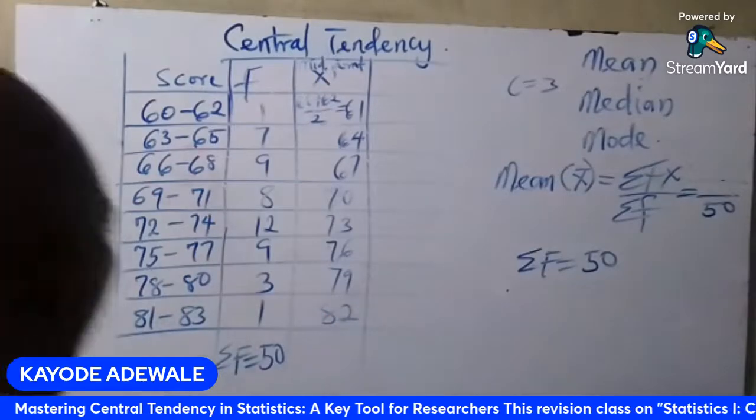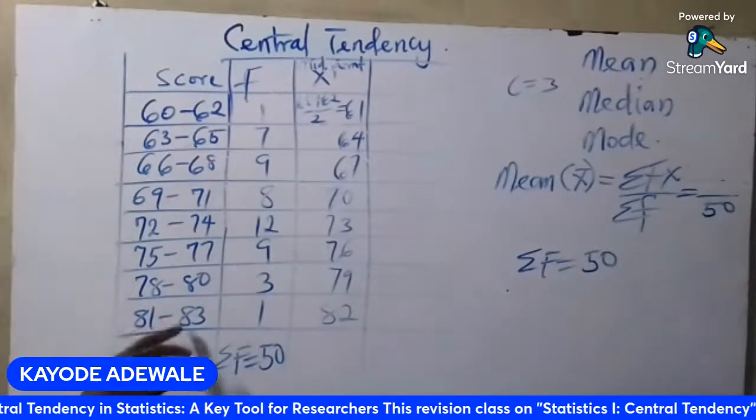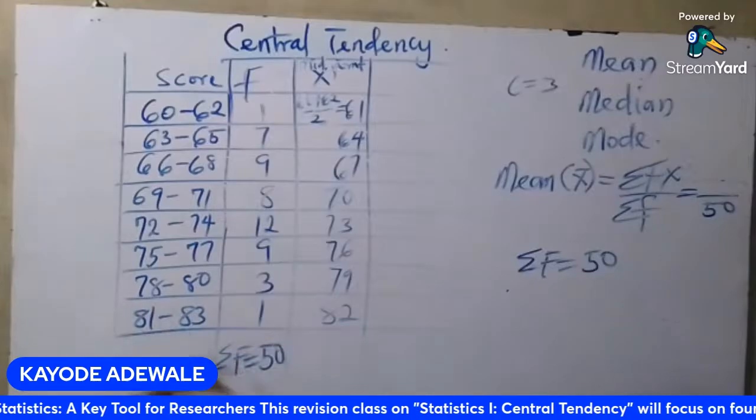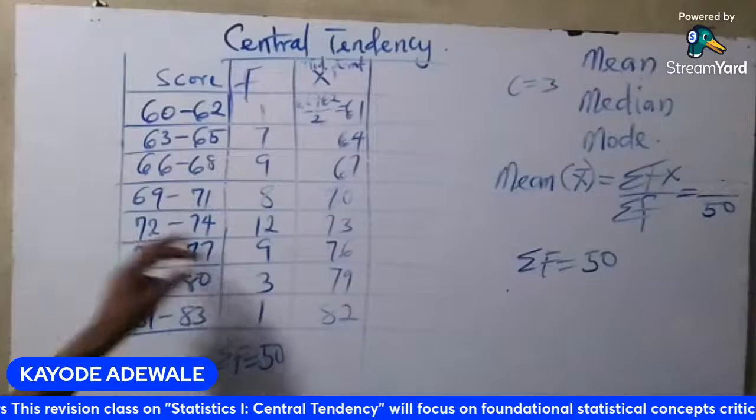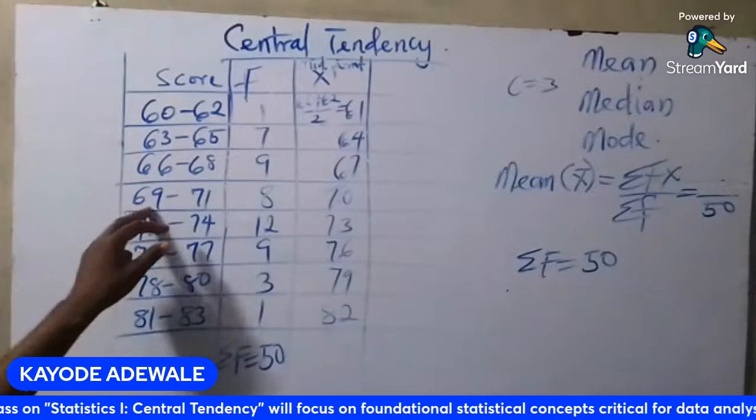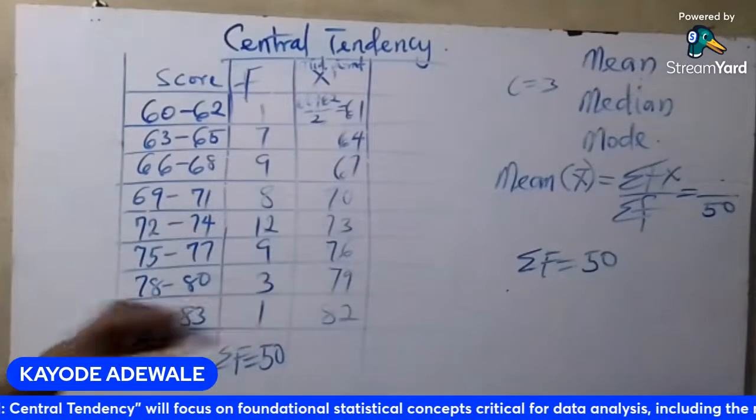And of course, if I come here again and I add this and divide it by 2 to give me 82, if I do the same thing to this place, it's going to give me 79. If I do the same thing to this place, it's going to give me 73. If I do the same thing to this place, it's going to give me 70, as we can see.